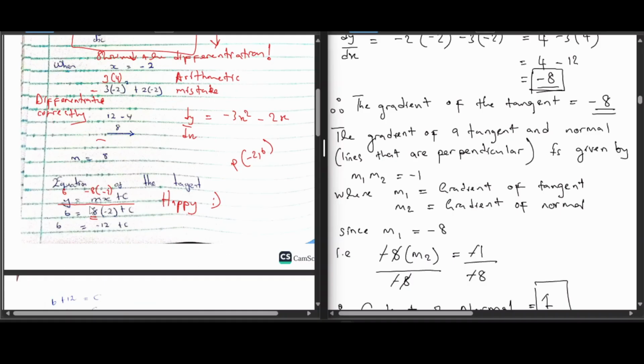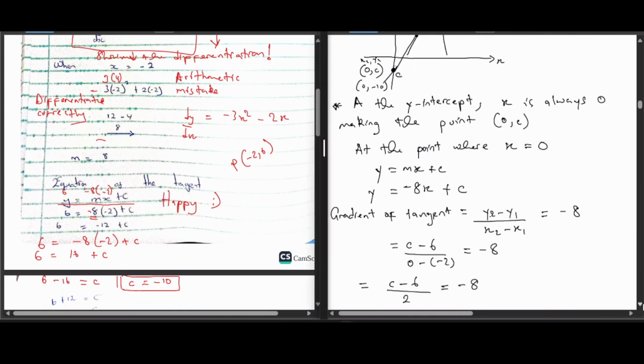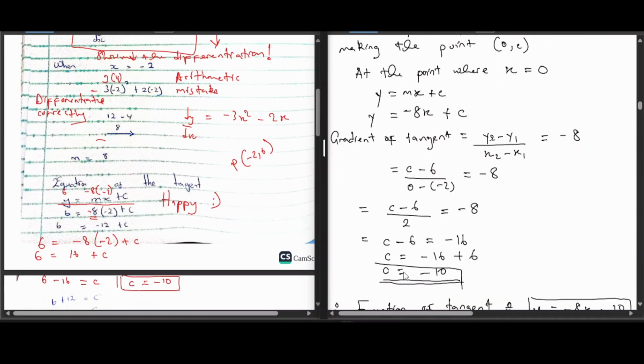I cannot mark this because of this wrong gradient, but it will be 6 is equal to minus 8 multiplying minus 2 plus c. That means 6 is equal to minus 8 times minus 2, which is 16, plus c. So 16 coming to this side becomes 6 minus 16 is equal to c. That means c is minus 10, and c being minus 10, you can see that for the tangent we also got c as minus 10 here.